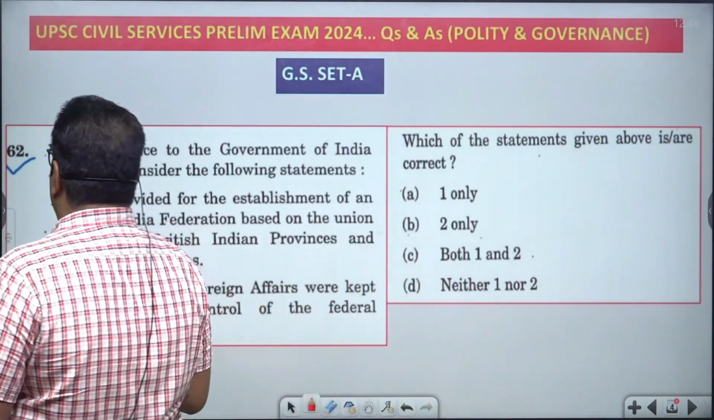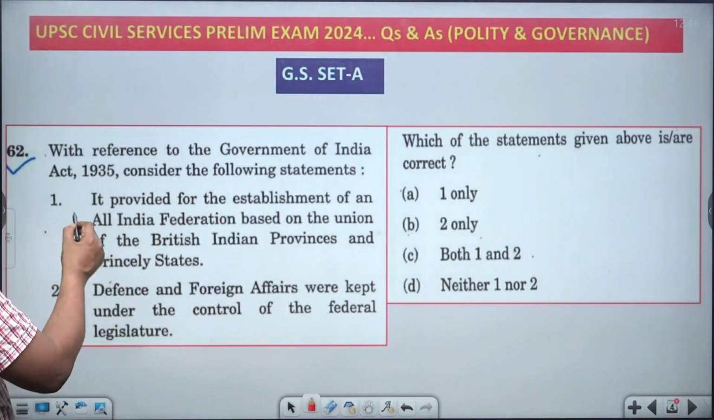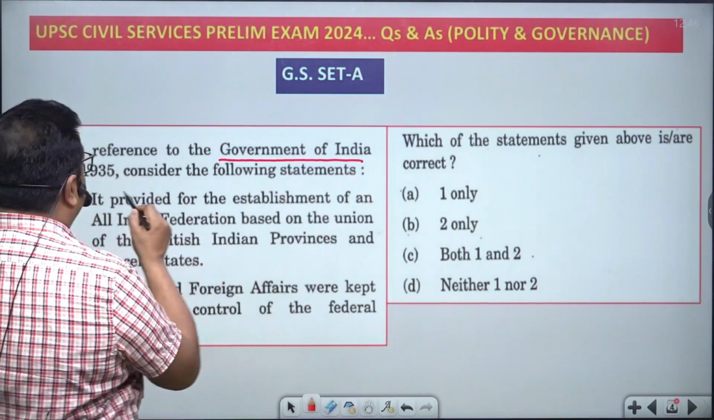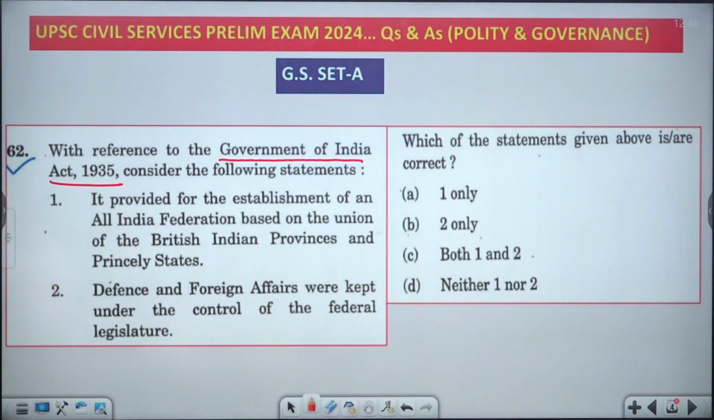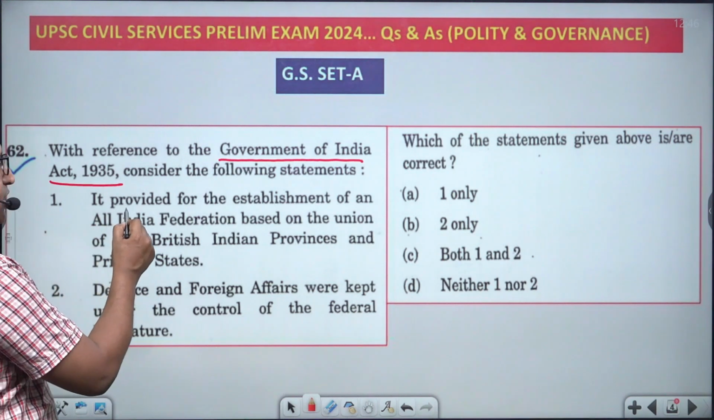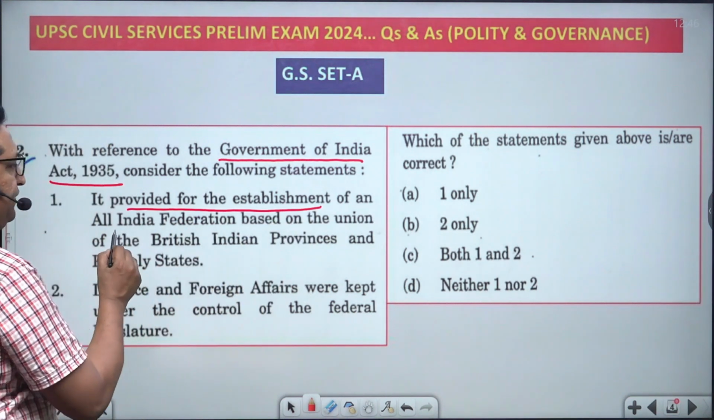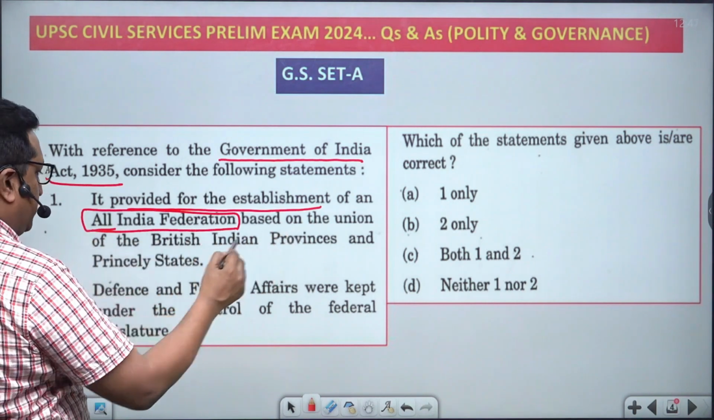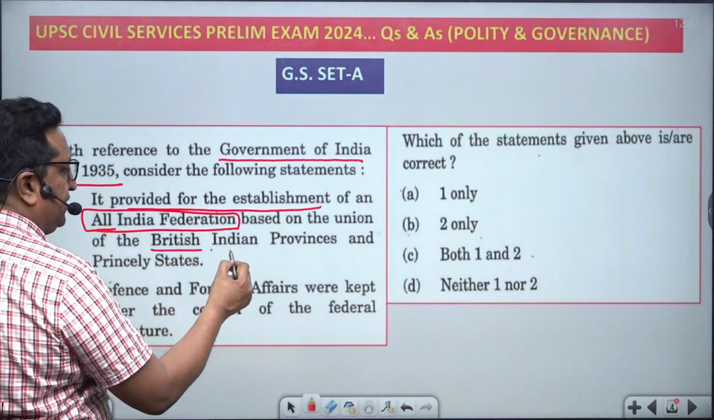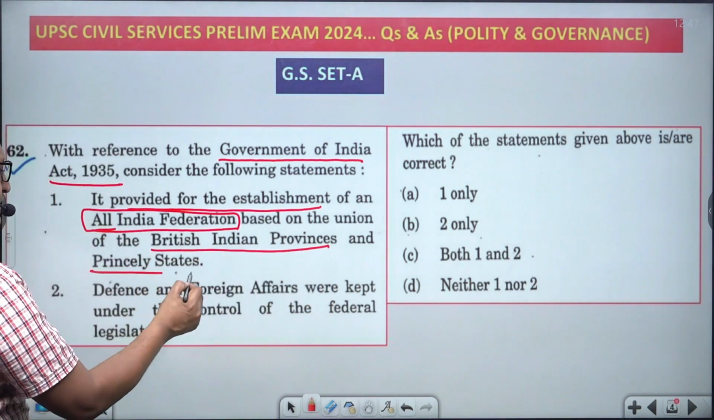Now the next question is, with reference to the Government of India Act 1935, consider the following statements. There are two statements given. The first statement says it provided for the establishment of an all India federation based on the union of British Indian provinces and princely states.